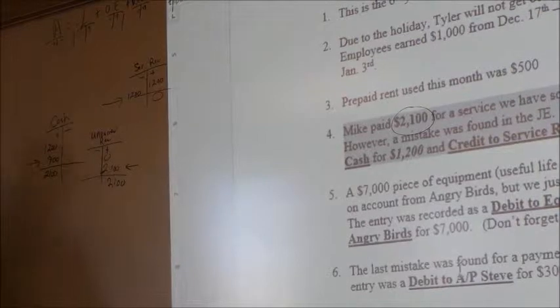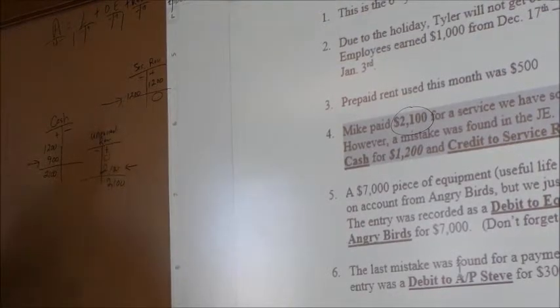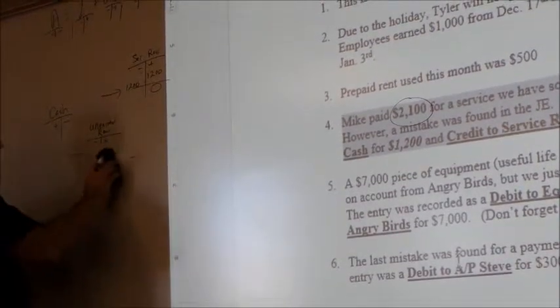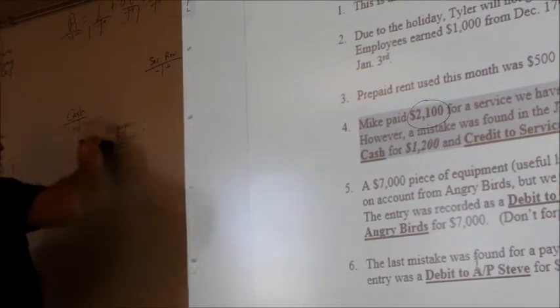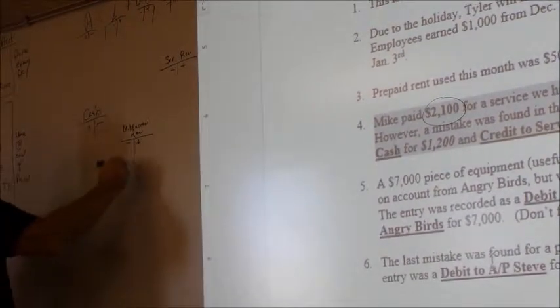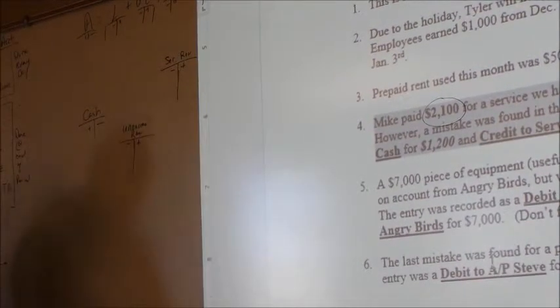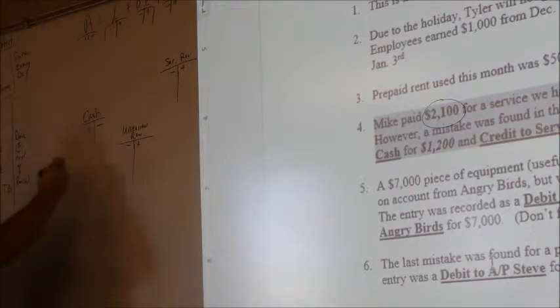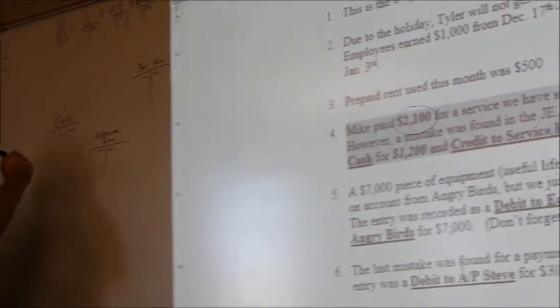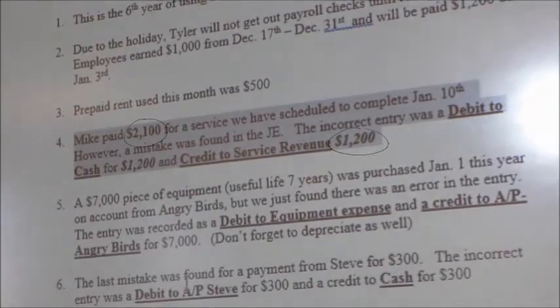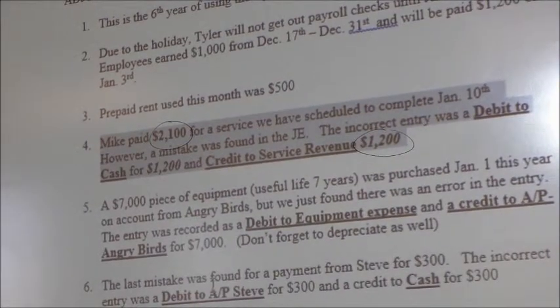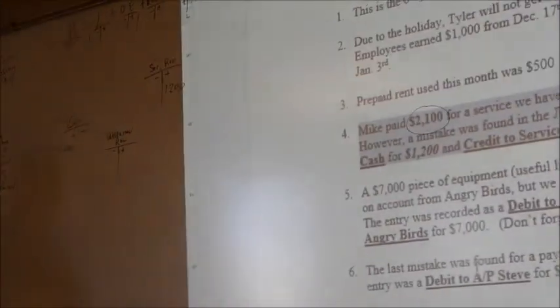Okay, so that's the one way to do it, and that's the way that makes sense to me. But the easier way, maybe, it's a little bit more writing, but not a whole lot. You started out with a debit balance to cash for 1,200, credit balance to service revenue, and this is how most of you do it then.